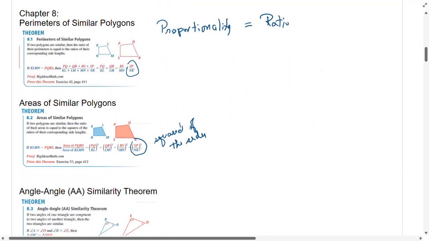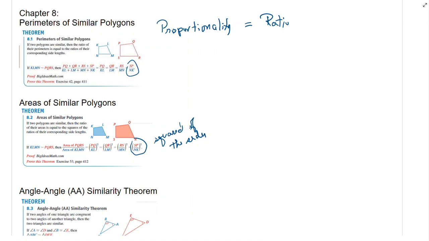Okay, now we're in Chapter 8. Chapter 8 was about similarity and proportionality. Proportionality is a ratio, and this ratio happens to be from one polygon to another, and it makes a fraction. So in the concept of perimeters, the perimeters are proportional, so that you can find the missing one if you have complete information on the other.